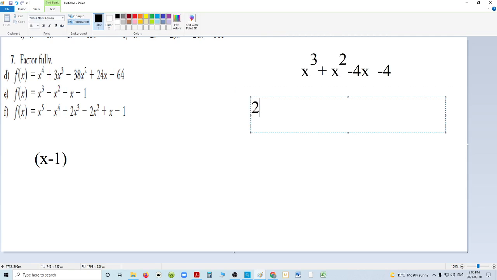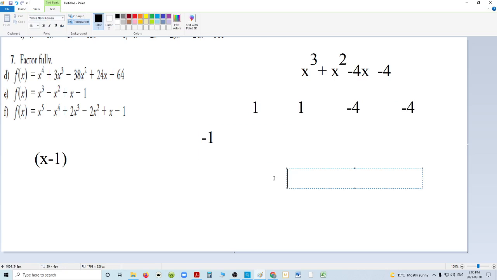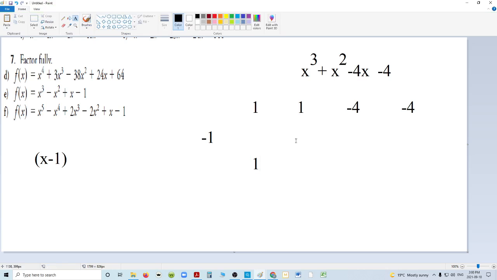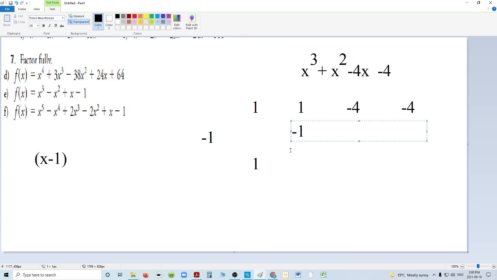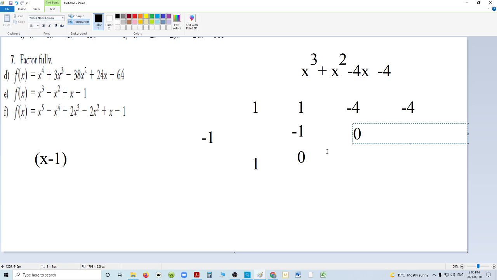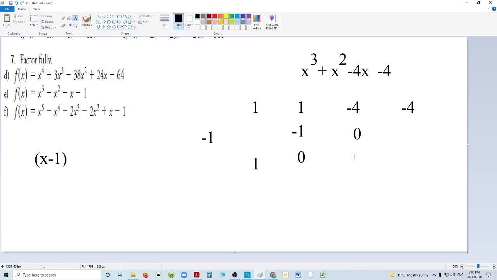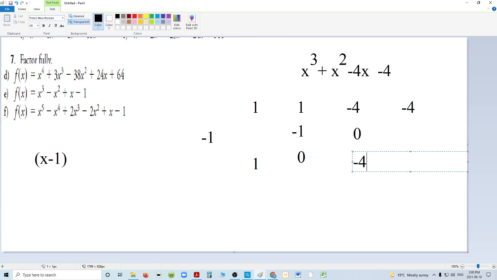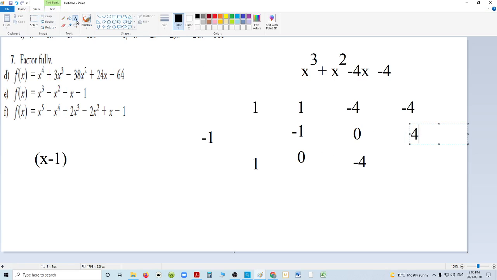1, 1, minus 4, and minus 4. And we're going to try negative 1 this time. Looks pretty good. Yep. So that's a factor.